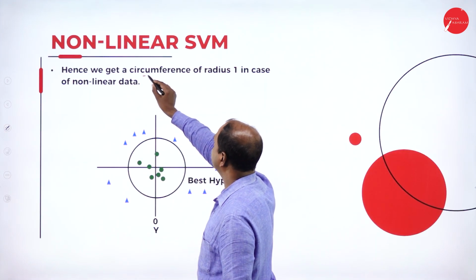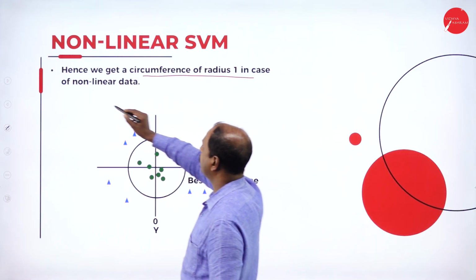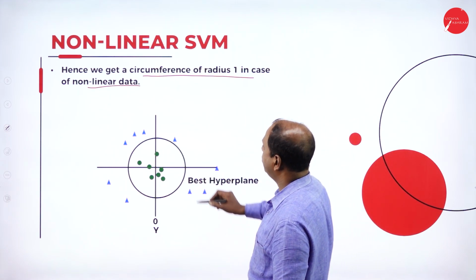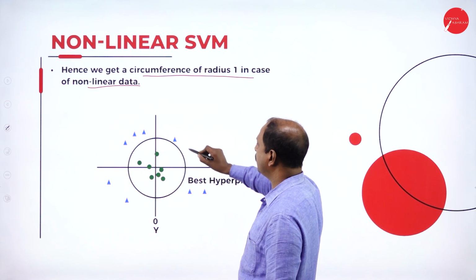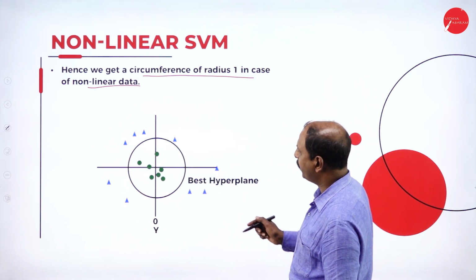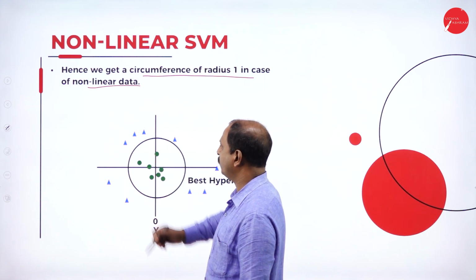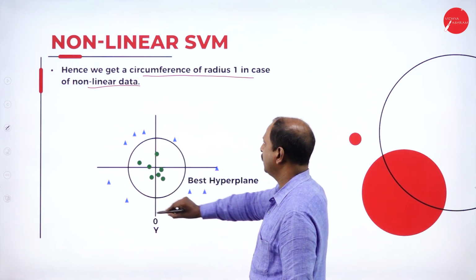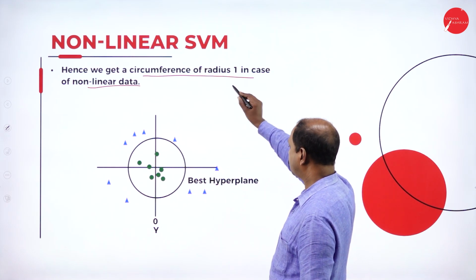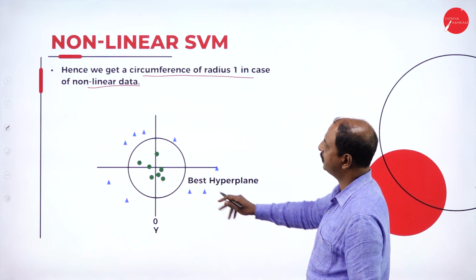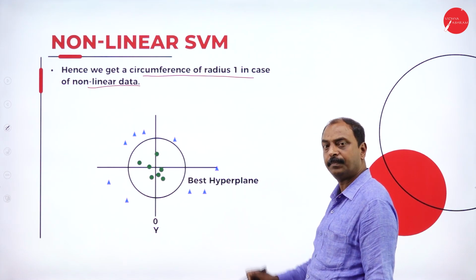Here we get the circumference of radius 1 in case of linear data structure. So this is another method. We can separate the given two data sets by using a three-dimensional workspace. So in this example, it is possible to get the circumference of radius 1. This is nothing but the best hyperplane for this diagram or for this example.